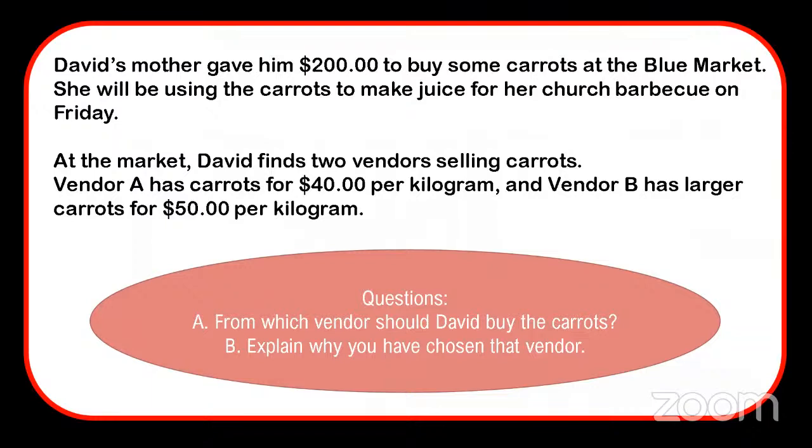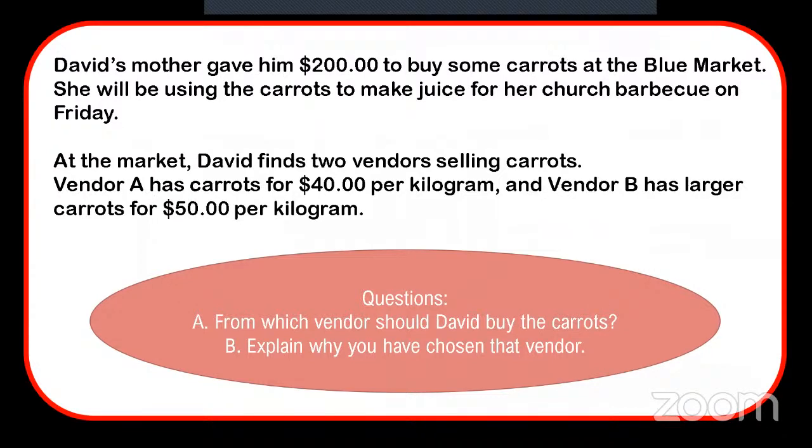So let's look at this first. Vendor A has carrots at $40 per kilogram. How many kilograms can David buy with the $200 at vendor A? I want to see that answer in the chat. Don't leave out your units now. How many kilograms can David buy at vendor A? How many kilograms?